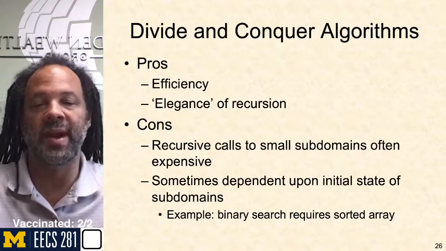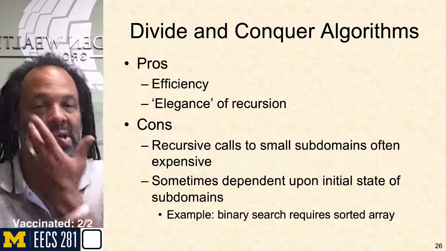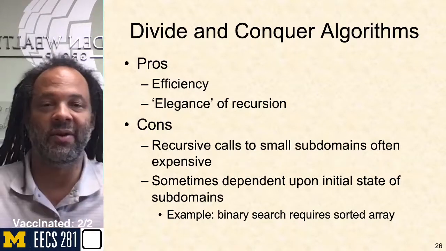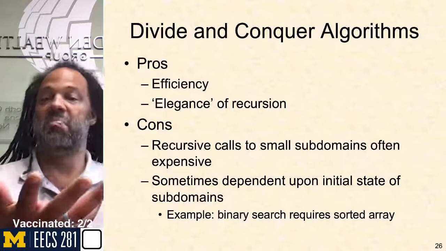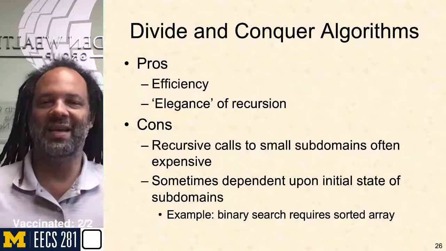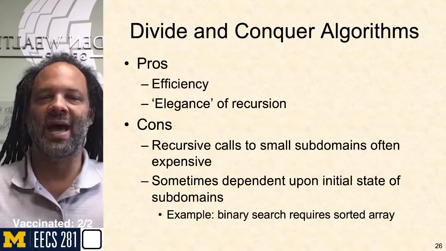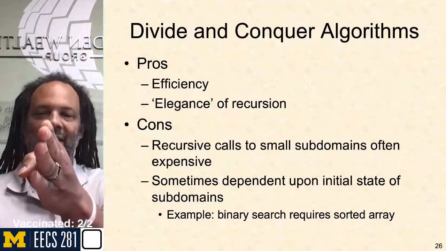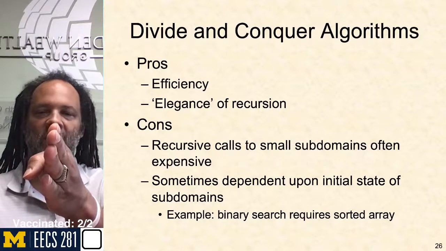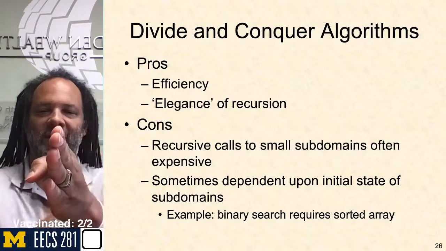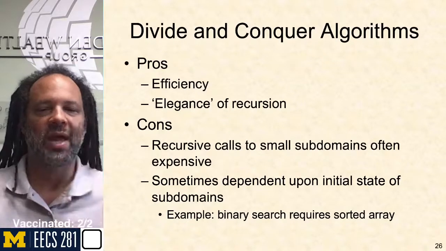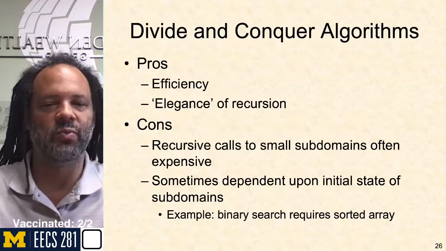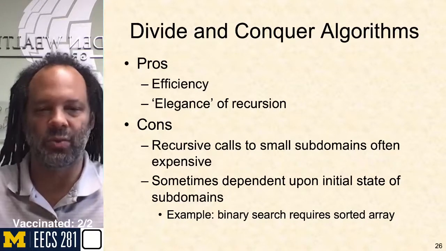Sometimes it's also dependent upon the initial state of subdomains. So for instance, I can't do a binary search on an unsorted data set. Binary searches work great, but only when my data is sorted. And that is a divide and conquer. Hey, I looked at this thing in the middle. Is it what I'm looking for? No. Well, then the stuff is either over here in this half or in that half. And now I've divided and conquered. And so I can do that, but binary search requires that my data be sorted.